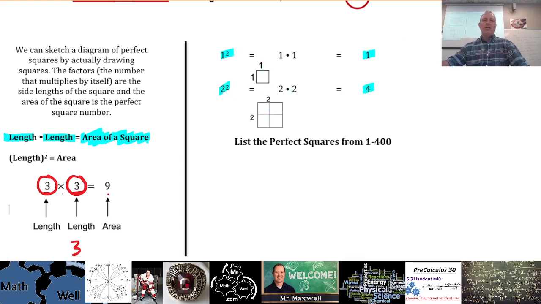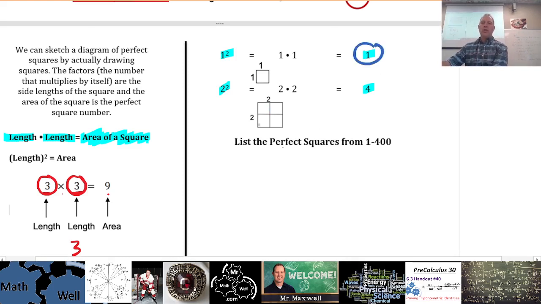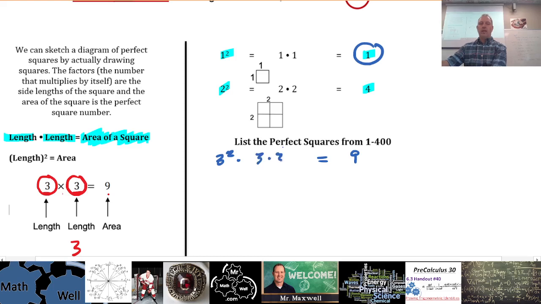So what I'd like you to do is take a few moments. I'll get you started here, but we're going to list the perfect squares from 1 all the way to 400. So 3 squared is going to be next, which we know is 9. You do not have to draw all of these, but just realize that 3 squared equals 3 times 3 is 9. 4 squared is 4 times 4, which is 16.